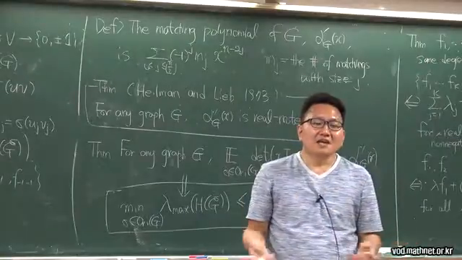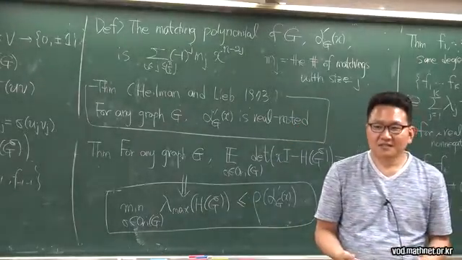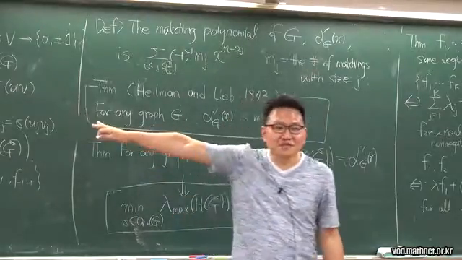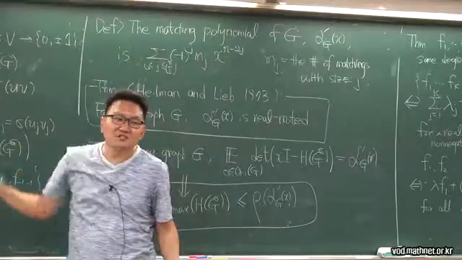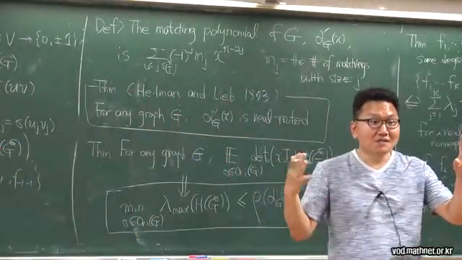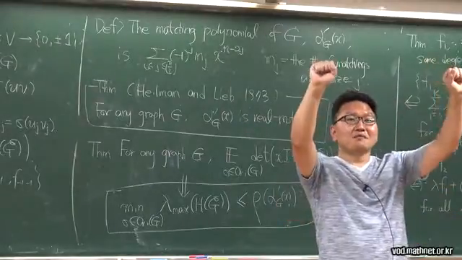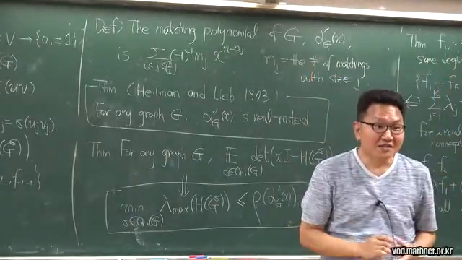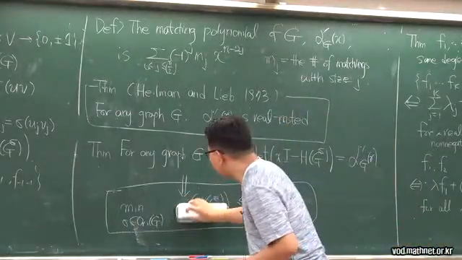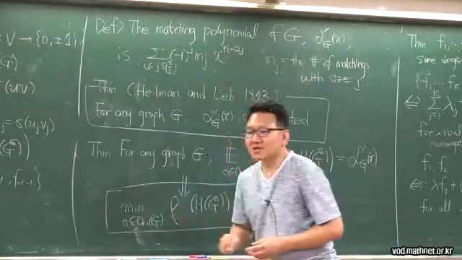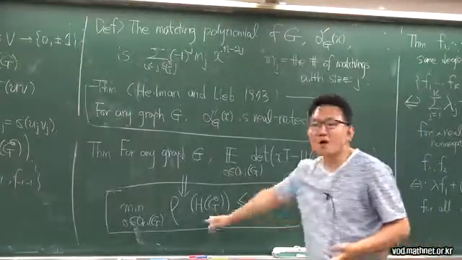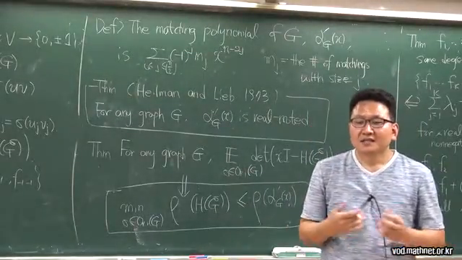Actually, this is not spectral radius, but I told you the Hermitian adjacency matrix. The eigenvalues of this Hermitian adjacency matrix are symmetric about 0. This means that the largest eigenvalue is actually the spectral radius. So we can change this to spectral radius.